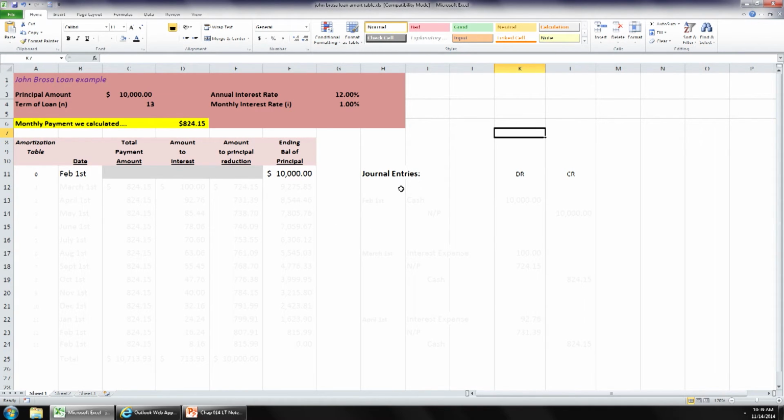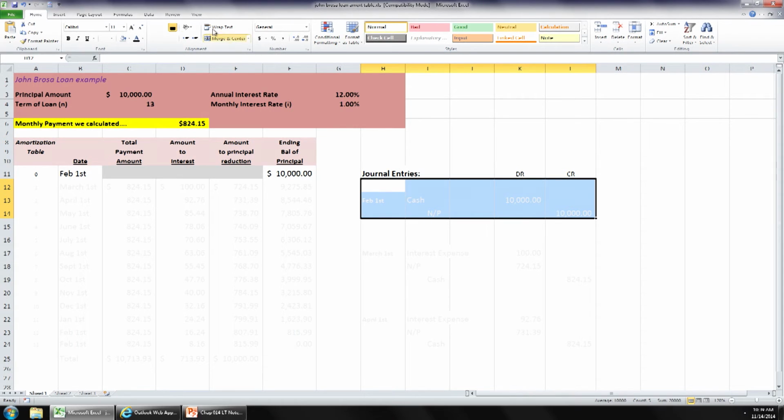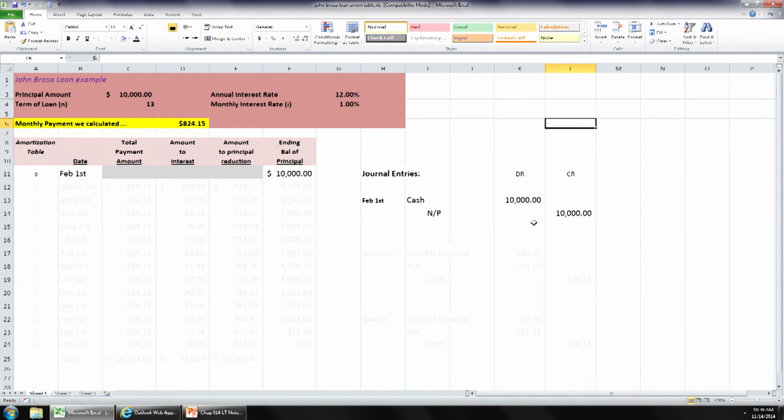So let's go ahead and make the journal entry for that date. The journal entry on February 1st, the date of the loan, is we debit cash for $10,000 and we credit notes payable for $10,000. Is that correct? You with me?